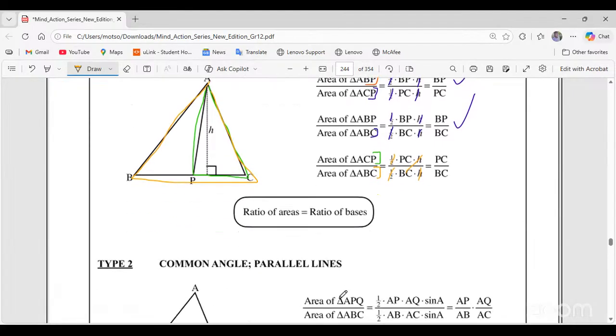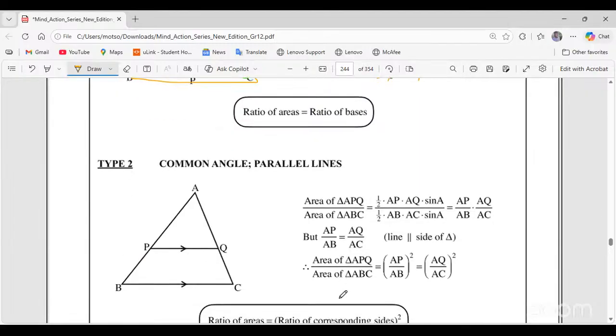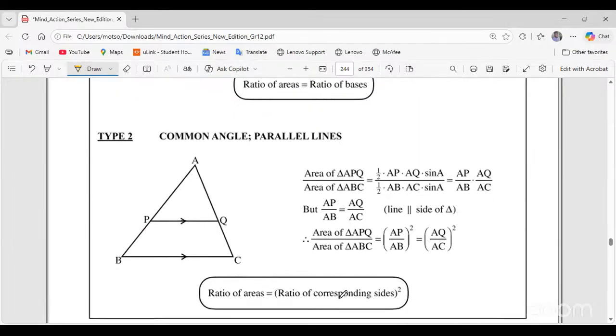And now we can go for type 2, where they say the common angle and parallel lines. As we can see on this diagram, we have triangle ABC, and there exists a line PQ such that the line PQ is parallel to the third side of the triangle, BC. So now, this one is going to require you to know how to use an area rule.